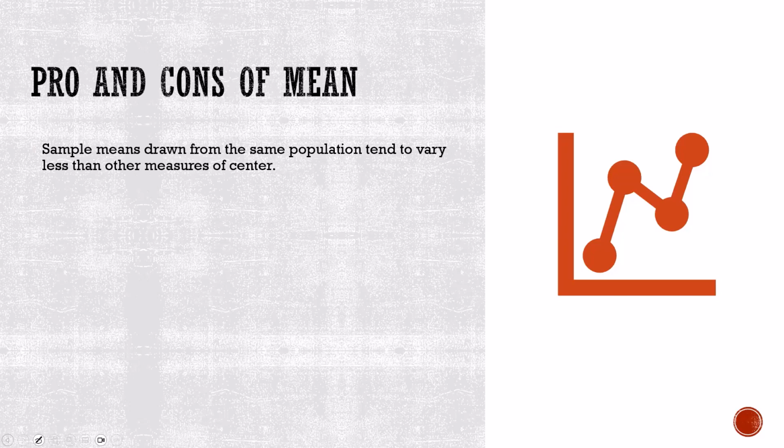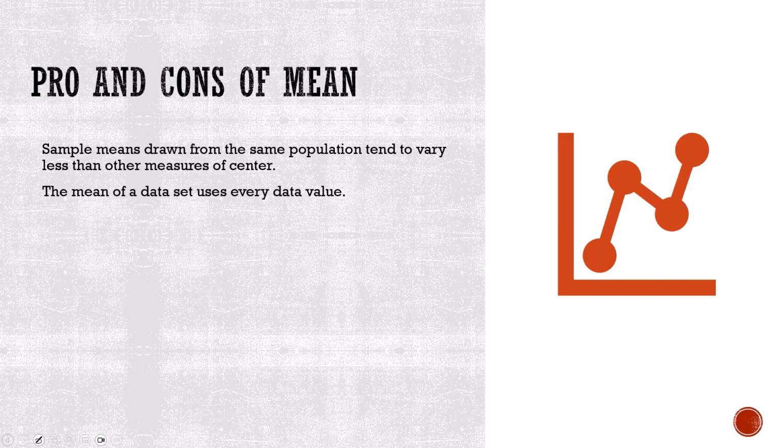Sample means drawn from the same population tend to vary less than other measures of center, right? So that means that if I'm randomly selecting groups of 30 students from all of SXU, and I look at their mean height, those would be less spread out than if I use some of these other measures like the median and the mode, right? So that's nice, because if you collect it from a sample, it will probably relate to the population. Again, that's getting into inferential statistics a tiny bit, so I don't want us to get worried too much about that.